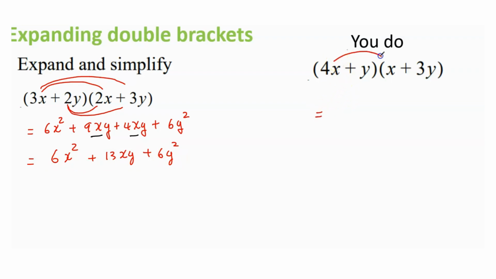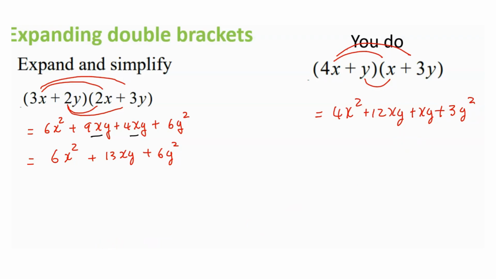Okay, so you should have 4x squared, and that should be 12xy. And that should be xy plus y times 3y, that would be 3y squared.